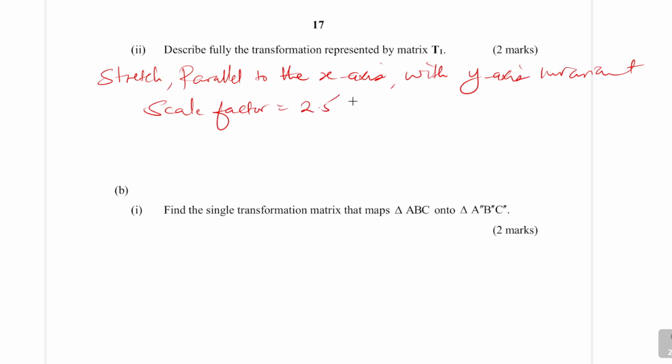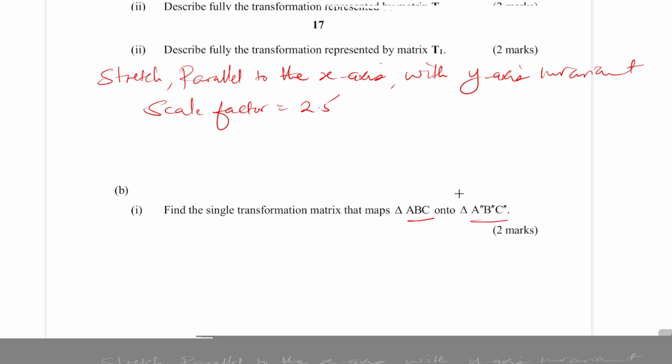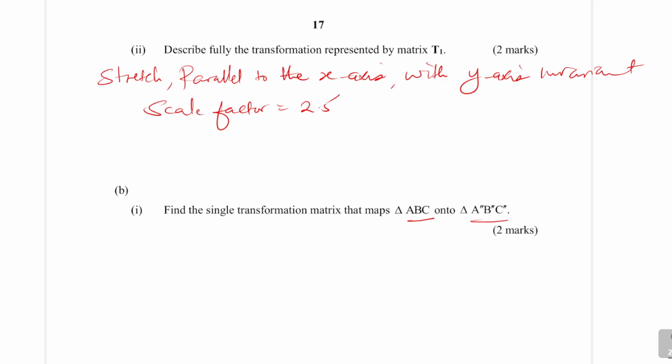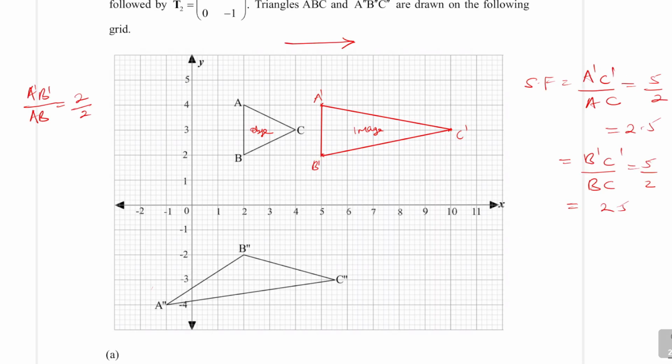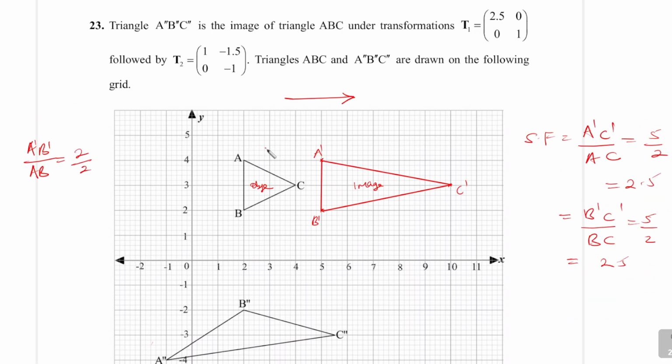B part 1. Find the single transformation matrix that maps ABC to A double prime, B double prime, C double prime. So we want to get the single matrix of transformation that maps these to these. That one undergoes two transformations. And when you look at the first statement here, triangle A double prime, B double prime, C double prime is the image of ABC under transformation T1 followed by T2.